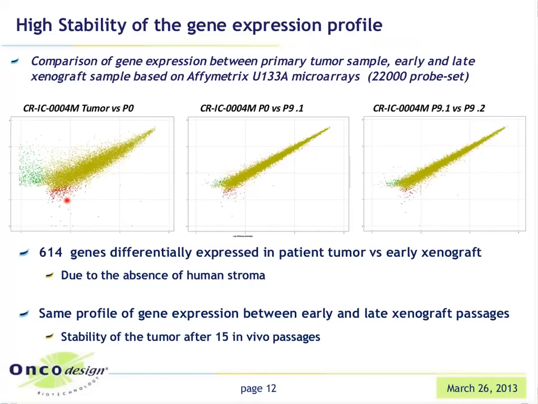we are losing it. But then over time, when you compare P0 versus P9, the transcription profile of the genes is very, very similar, very well conserved. Again, if you compare two tumors from the same passage engrafted on two different mice, we have a very good conservation of the expression profile. And we have seen that over 15 passages in vivo.